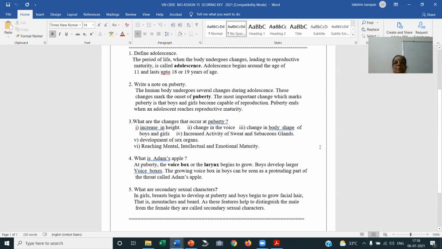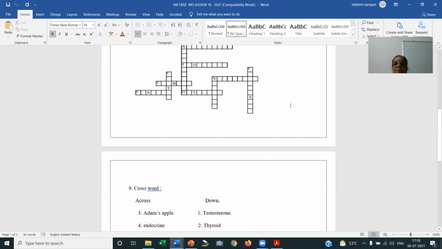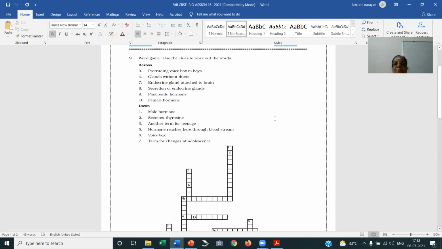Okay. So in assignment 15: define adolescence, note on puberty, changes that occur at puberty. This is the side heading. Then Adam's apple, secondary sexual characters. Then apply our textbook answers. I hope you follow. The next is assignment number 16, where we have a crossword puzzle.